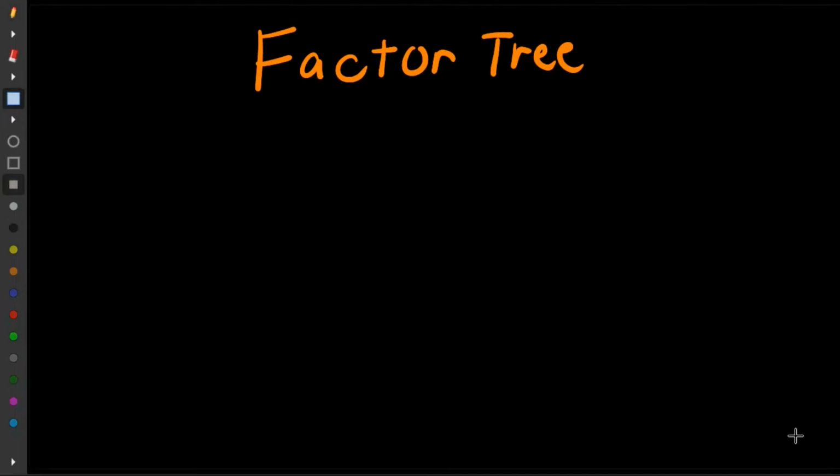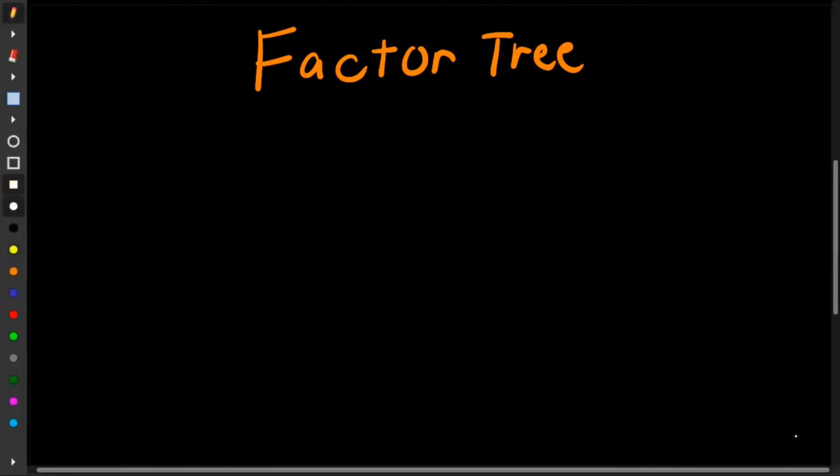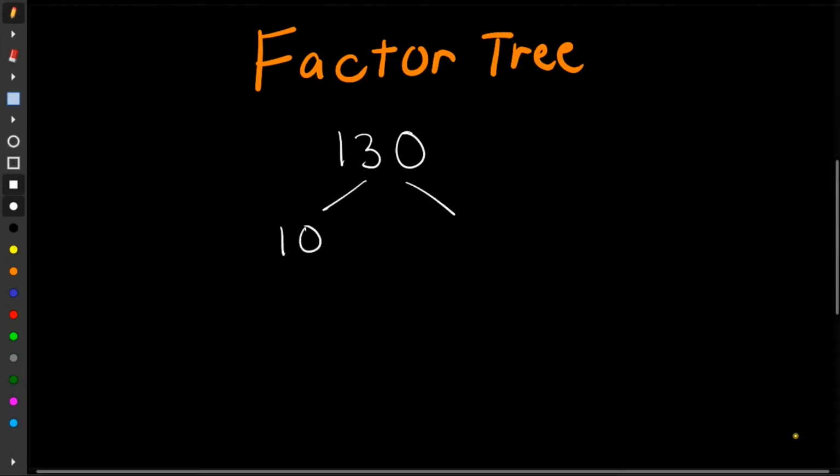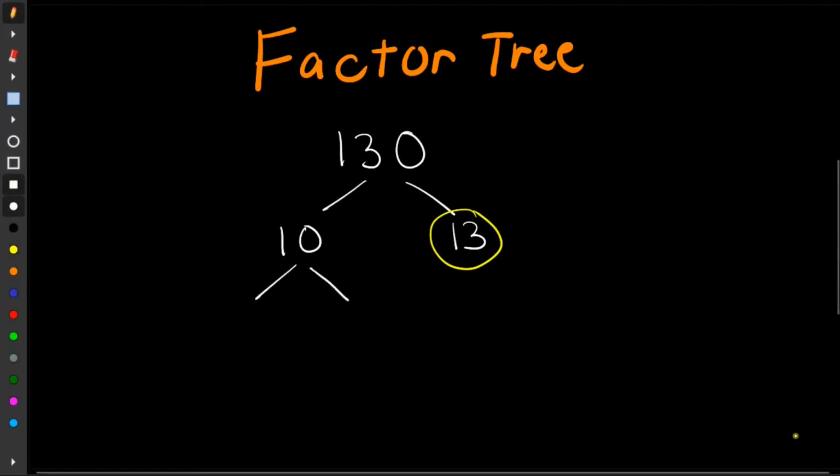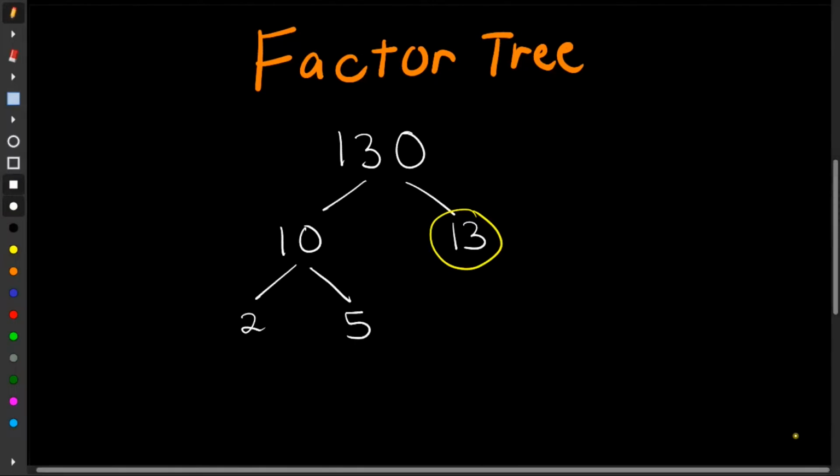Let's go on to a larger example. Say we have 130. Clearly, since it ends in 0, it has a factor of 10. So we can branch this out as 10 and 13. Now since 13 is already a prime, we leave this one alone. Next, this one we can still factor as 2 and 5. Now these two are already primes.